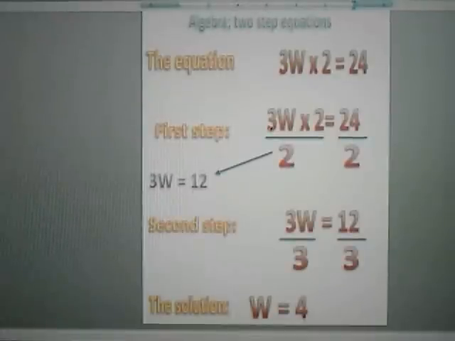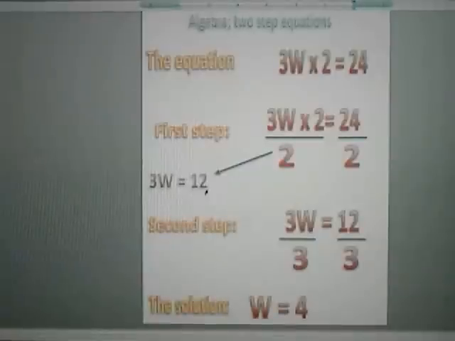So here, since we're doing 3w times 2, we need to do the opposite to cancel out the 2, get rid of the 2, and we need to divide it by 2. So since we're dividing by 2 on this side of the equation, we need to divide by 2 on this side of the equation. Because if you don't divide by 2 on this side, then you're basically just not helping yourself find what w is. You're just leaving the equation how it is, and you're just changing what you're doing on one side and not on the other. So you don't want to do that. So after you divide both sides by 2, you get 3w equals 12.